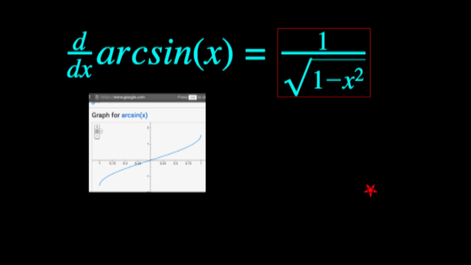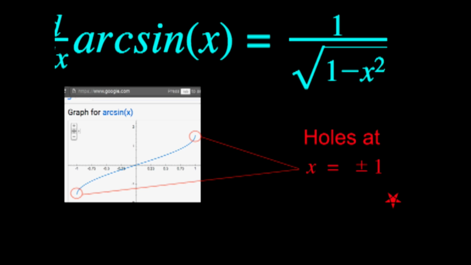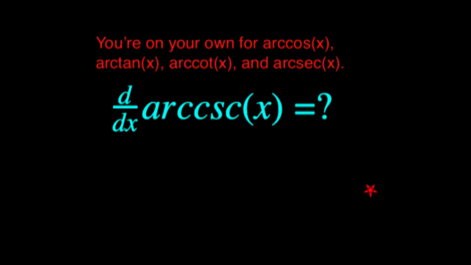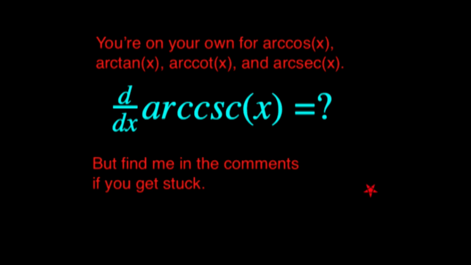Looking at the graph of arcsine of x, we see that the formula has infinite derivatives at x equal to plus or minus 1, and is not defined outside of the open interval from -1 to 1. This matches with the behavior of the formula above. So what about arc cosecant? Similar principles apply as with the arcsine function. You just need to pay attention to how inverse trig functions interact with normal trig functions.